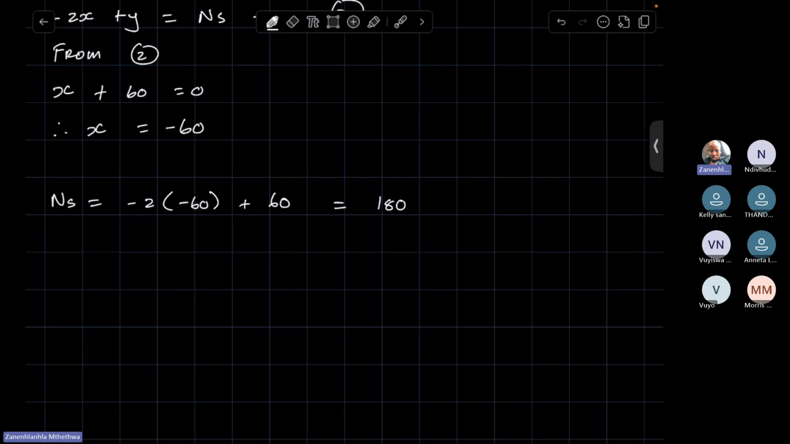Because it's positive, it means this is revs per minute, rotating clockwise. So you don't necessarily have to put it in brackets, you can just say clockwise. So you've established the rotational frequency as well as the direction of rotation.